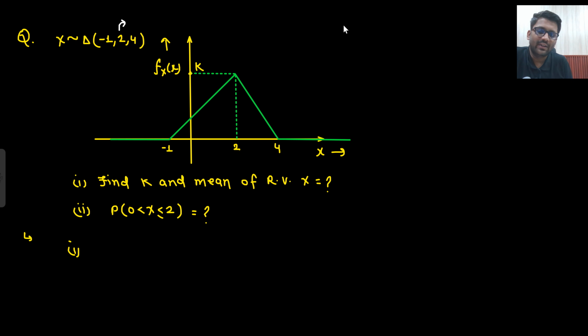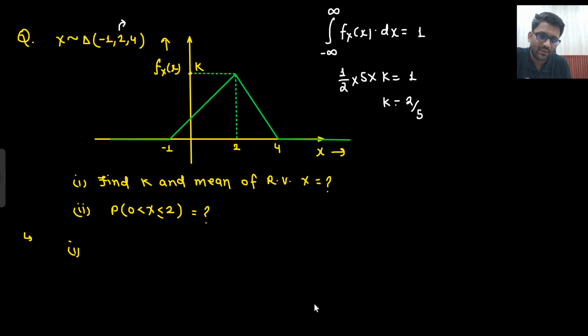So how will you find the value of k? For finding the value of k, I know that the integral from minus infinity to infinity of fX(x) dx would equal 1. So half into base into height, which is k, equals 1. So k is coming out to be 2 by 5. You just need to calculate the area. Area is half into base into height, that equals 1. So k is coming out to be 2 by 5.